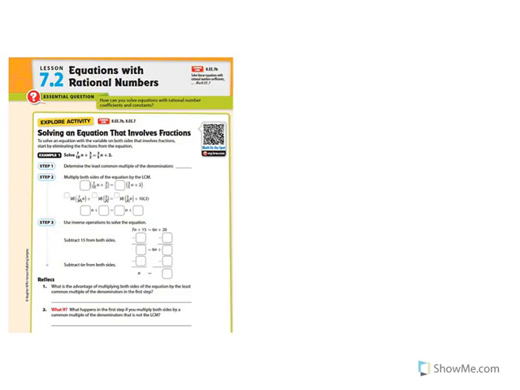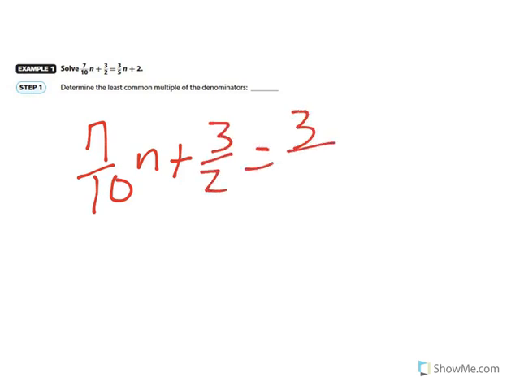Today we're going to cover lesson 7.2, equations with rational numbers. So it's more in the solving for variables on both sides, but we're going to get a little bit more complicated today. We're going to have problems that involve fractions and then decimals in just a minute. So just a quick review: when we have a problem that looks like this, the strategy again is to find that common denominator and then to solve for n.